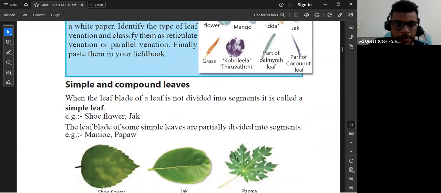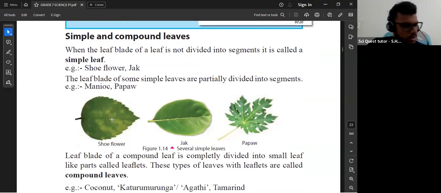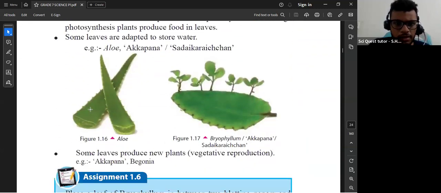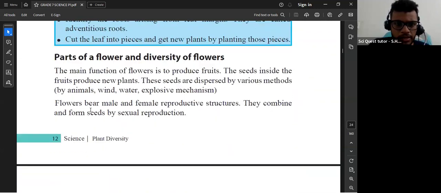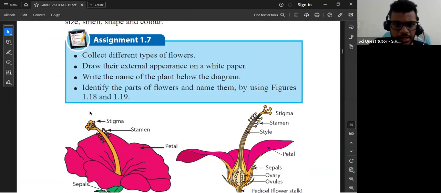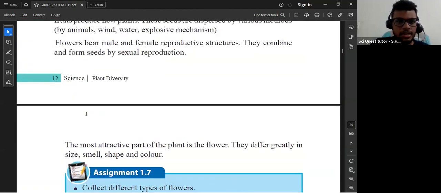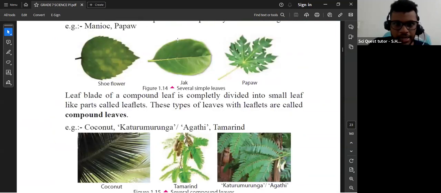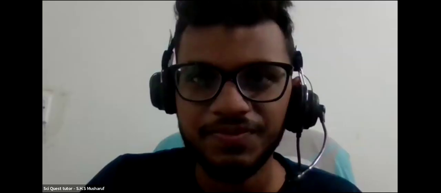Yes, simple and compound leaves. I think let's start the animated video. Then you will be more interested and enthusiastic during the lesson. Then we'll continue the other part. Right. Okay. Then give me 1 to 2 minutes. I'll be ready with the animated video, and you can watch it. Right. Okay.